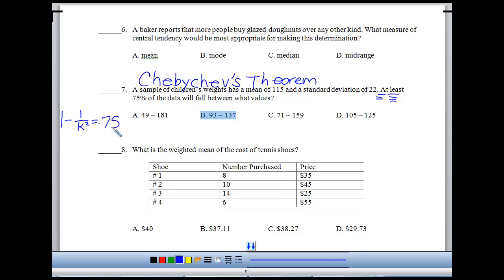So to get this answer, we do x bar plus or minus 2s. The mean is 115 plus or minus 2 times 22. So 115 minus 44, I believe, is 93. Is it really? Okay. And then 115 plus 44 is 159. So the answer is actually C. Questions about that?